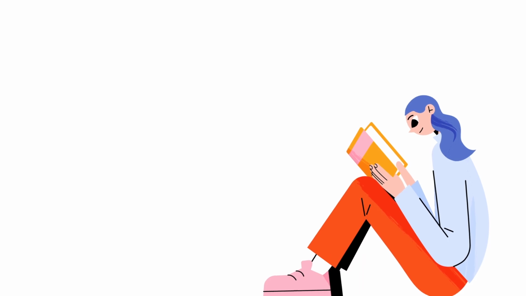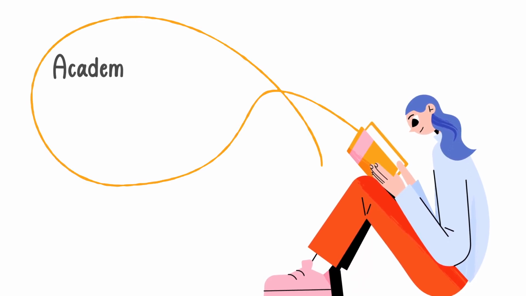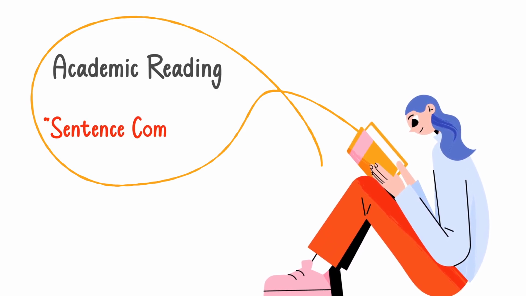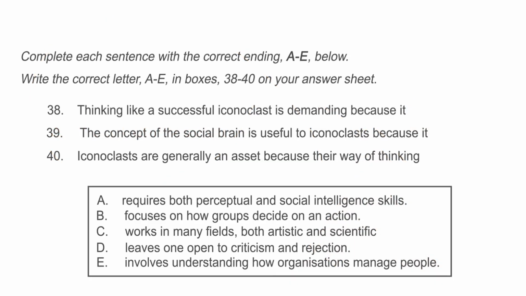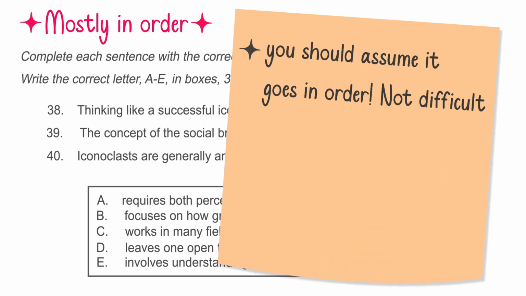Well, today we're going to cover another question type in academic reading, and today we'll learn how to answer the sentence completion question type. First of all, let's take a look at a sample question. As you can see, this is a sample question of sentence completion in which you will be given some sentences and then you have to complete the sentences from the box. There are more sentence choices, so you have only to choose one of them for each question. This type of question is mostly in order, not always, so you should assume that it goes in order.